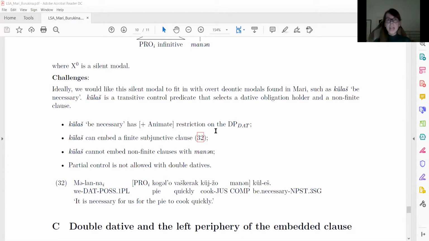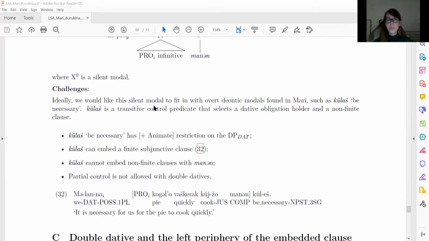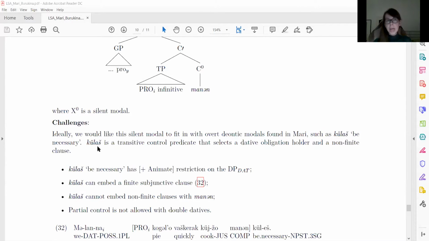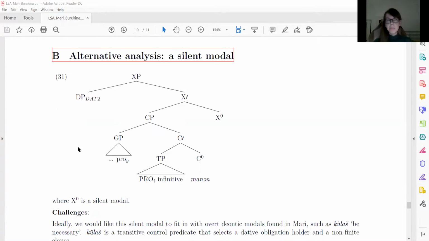So I think if we want to postulate such a structure, it would be possible, but it would involve too many stipulations, so to say. And I just believe that the current proposal that I just showed you is a little bit more elegant, so to say.